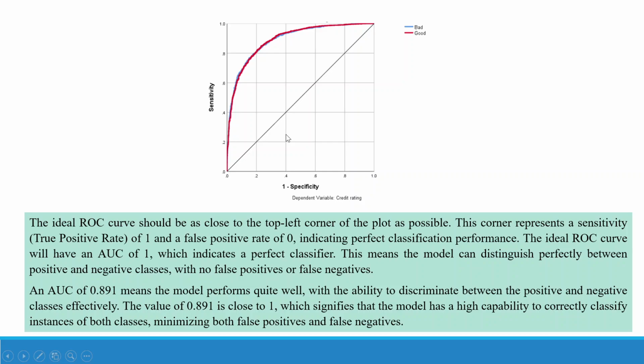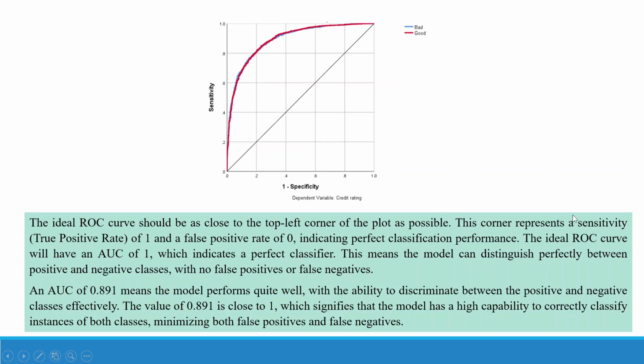Next is the ROC curve. On the y-axis, we have sensitivity. On the x-axis, we have 1 minus specificity. The ideal ROC curve should be as close to the top left corner of the plot as possible. See my cursor, the ideal ROC curve should be nearer to the y-axis like this and the x-axis. This is ideal. If this is there, we say that the classification accuracy is 100%.